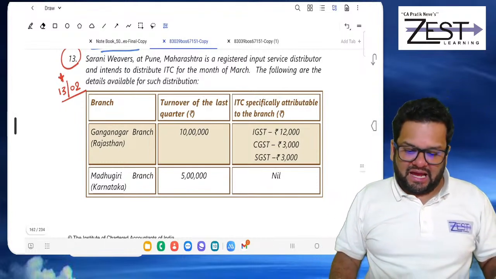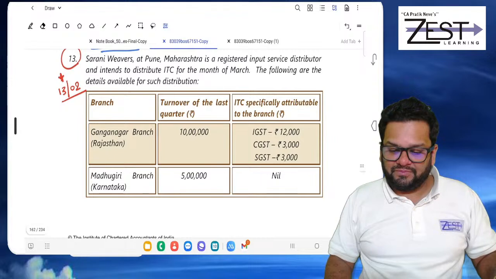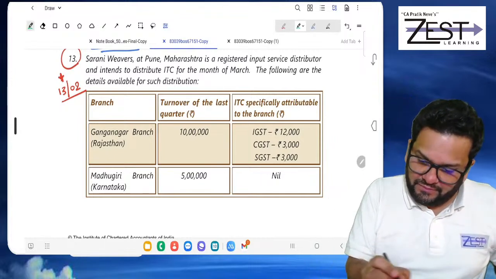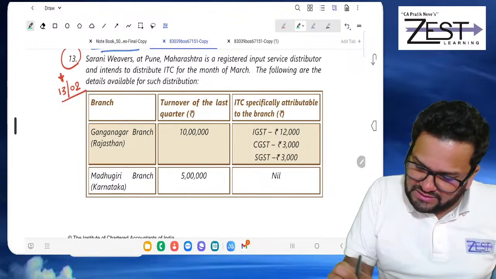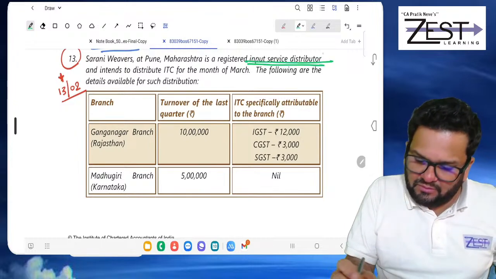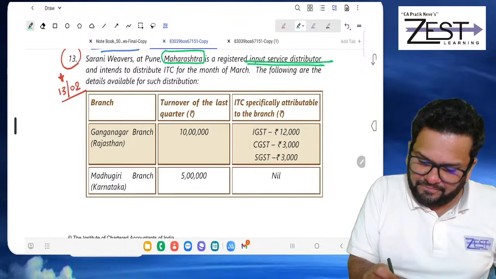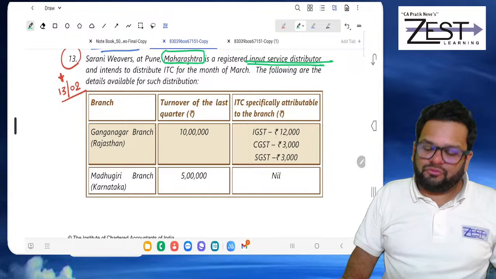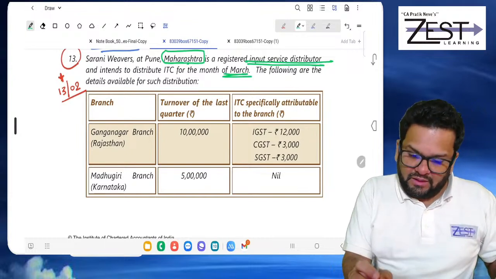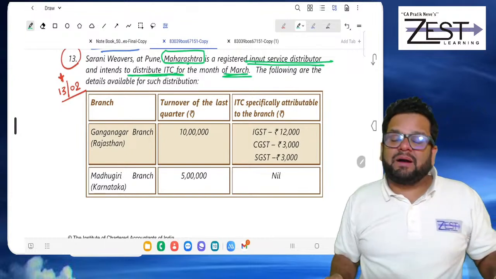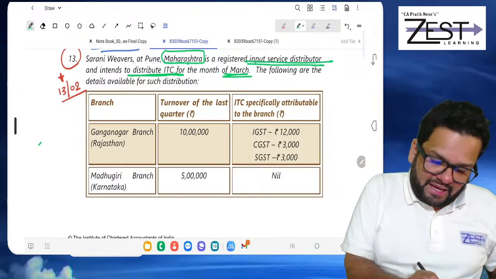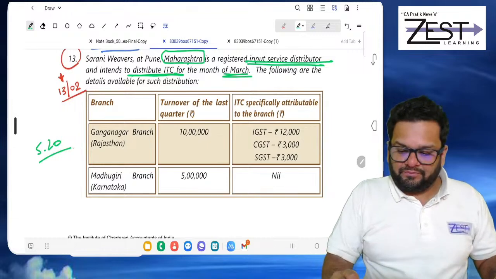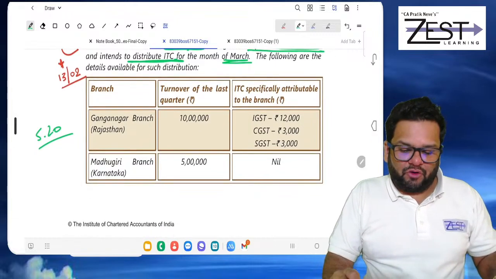Sarani Weavers at Pune, Maharashtra is a registered ISD. Very good. So ISD is in Maharashtra and intends to distribute ITC for the month of March. So distribution of ITC by ISD. So please apply Section 20 provisions. Okay. The following are details available for distribution.